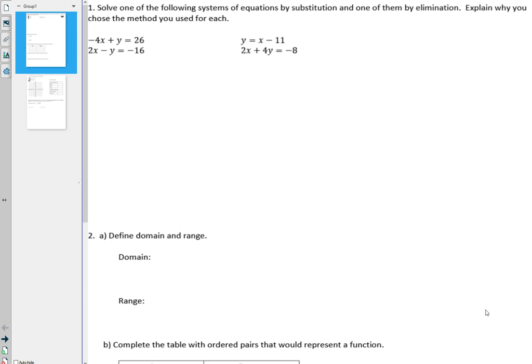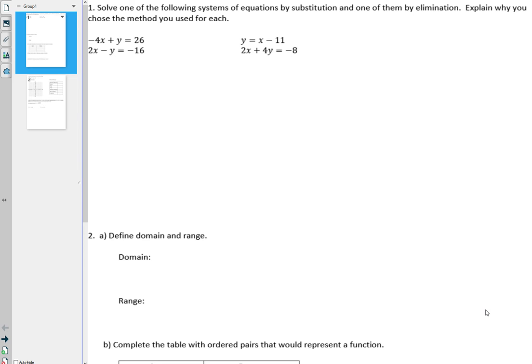All right, so the first one says solve one of the following systems, but actually we're going to solve both. We'll solve one by substitution and one by elimination, but then we also have to explain why you chose the method you use for each. Part of this will be scored on a rubric, and part of that rubric includes your ability to justify what you've done. In order to get full credit, you also have to be able to explain.